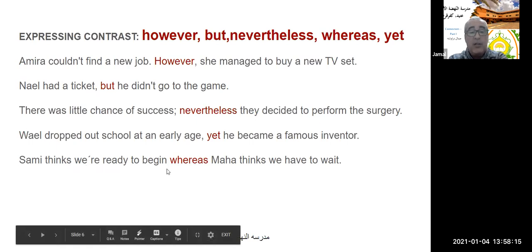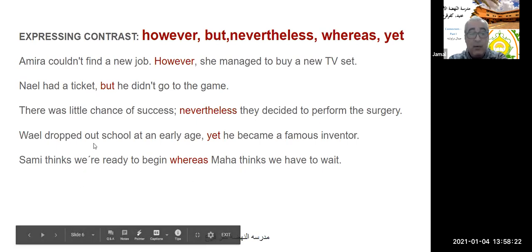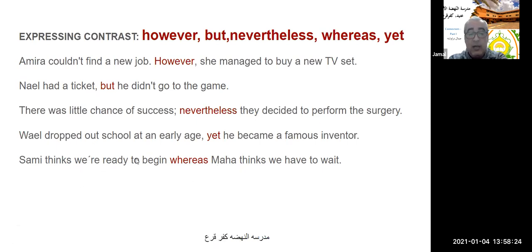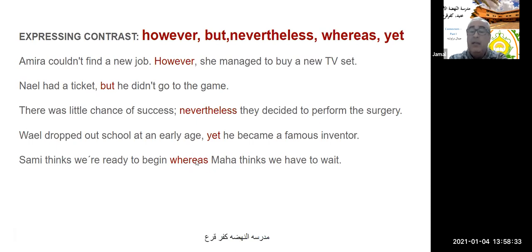Look at this other example. Sami thinks we are ready to begin, whereas Maha thinks we have to wait. So we have two opinions. On the one hand, Sami, who says that we are ready to begin, and Maha, who says that we should wait. So we combine them into one sentence using the connector of contrast, whereas.